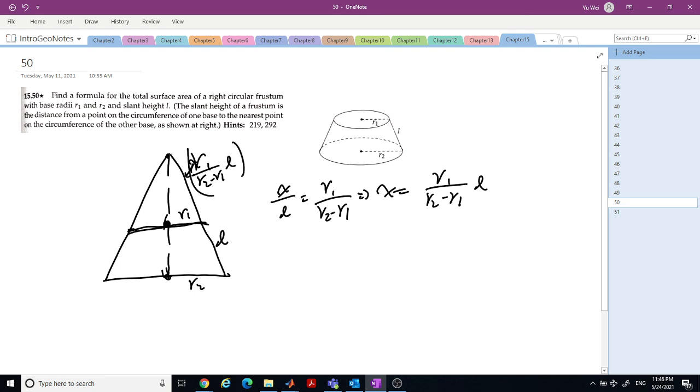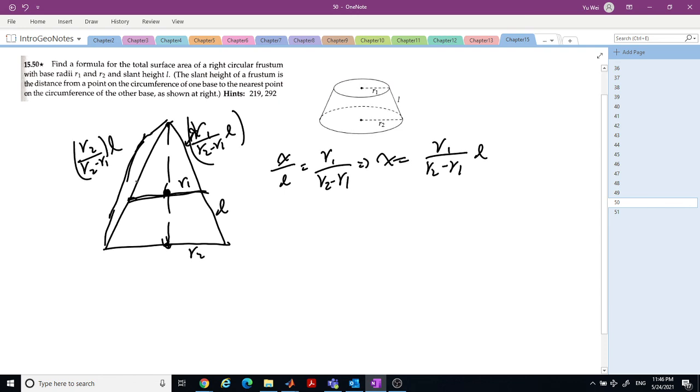Okay, so the total length is R2 minus R1 times L. We need to use this. It's easy to solve for the two surfaces here. So this one will be pi R1 squared plus pi R2 squared, which is the sum of the bases.